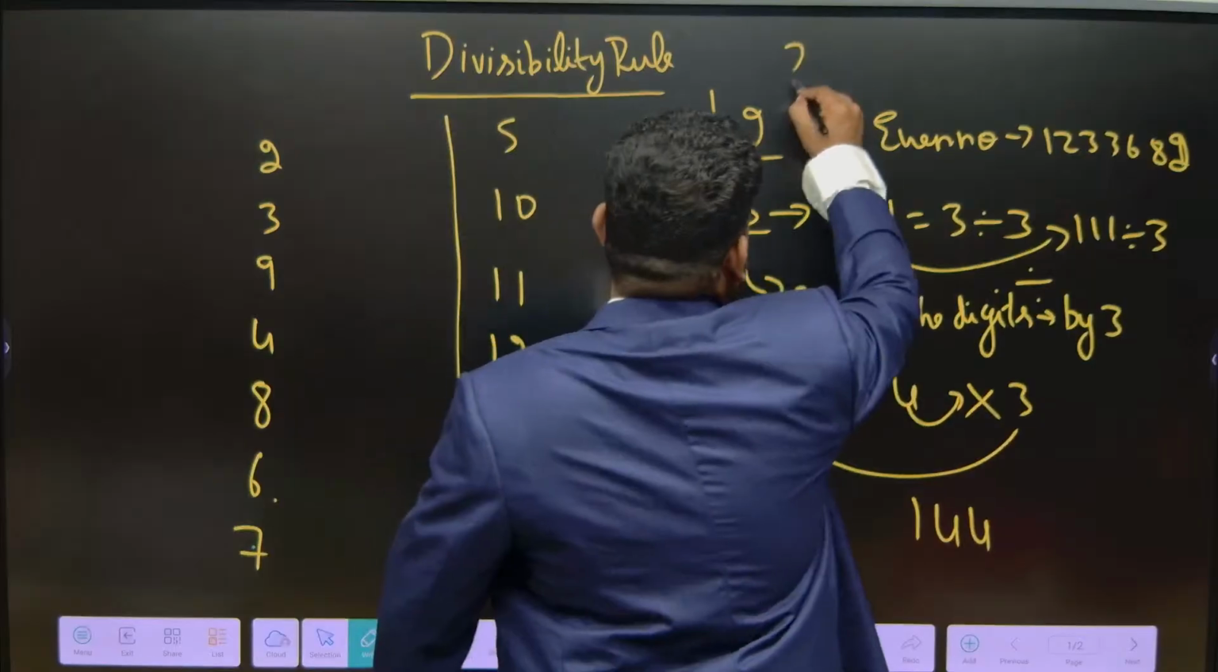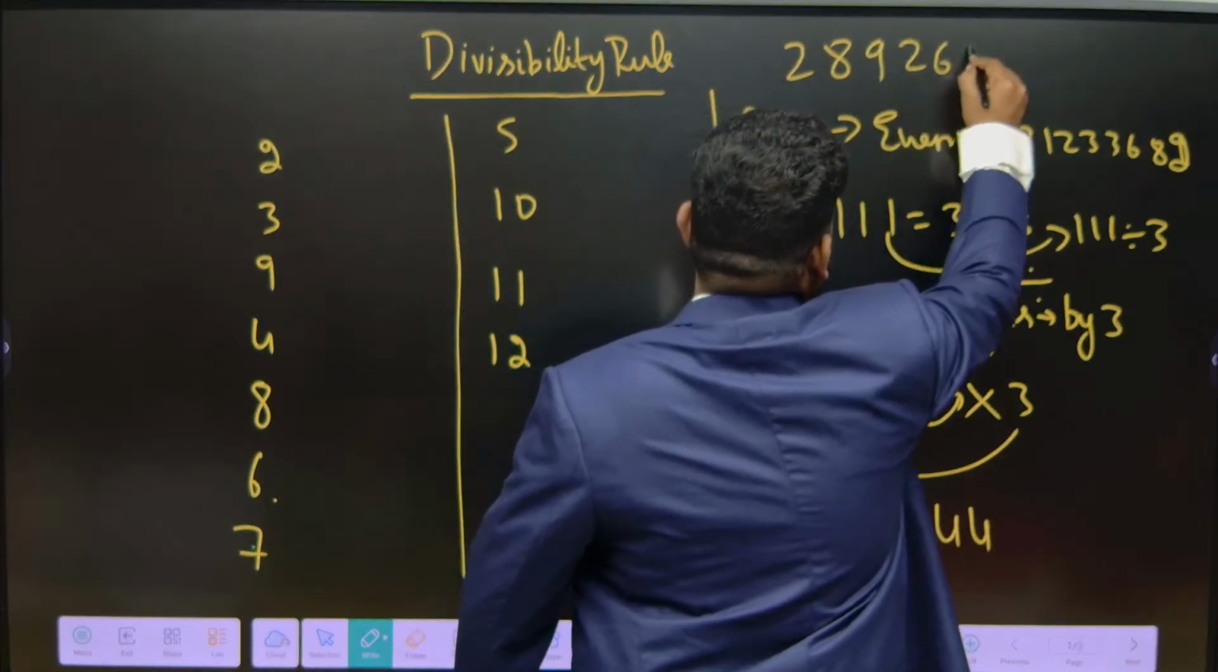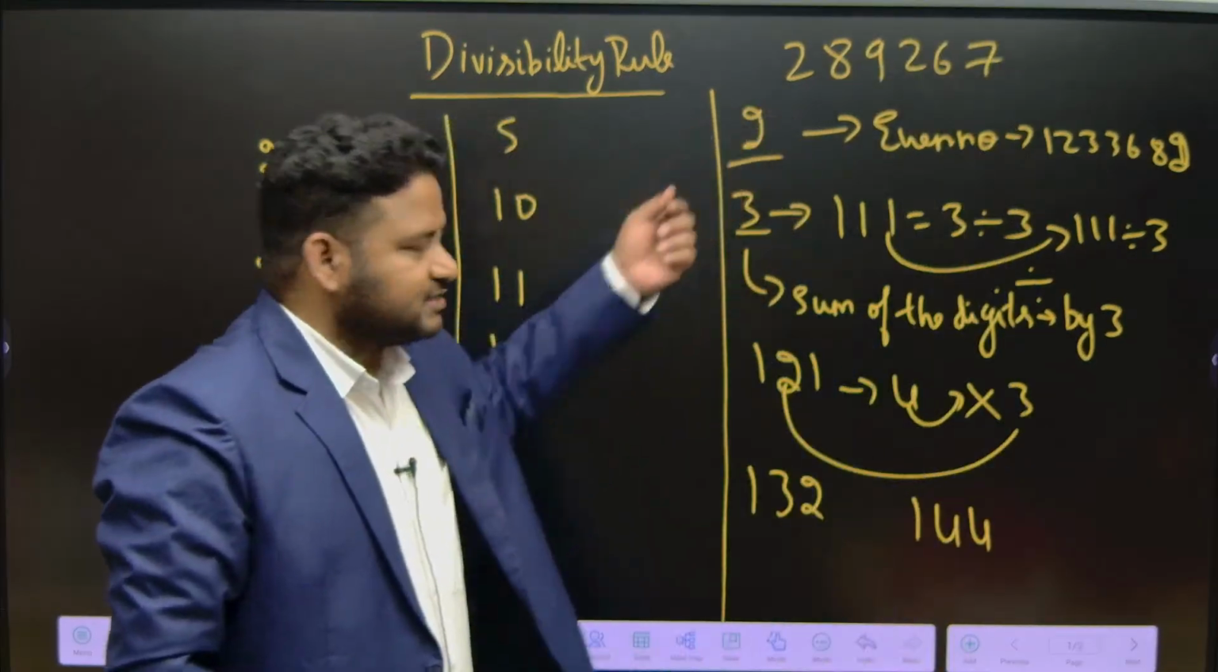Suppose I give some random number like 289267. So please find the sum of this.